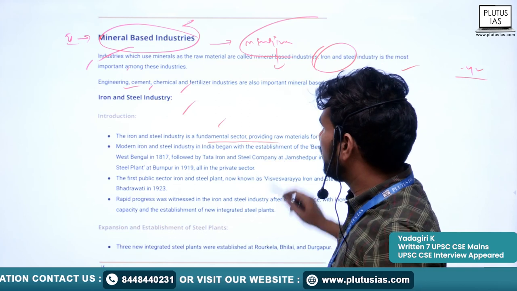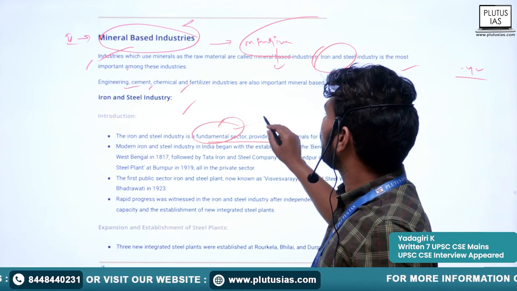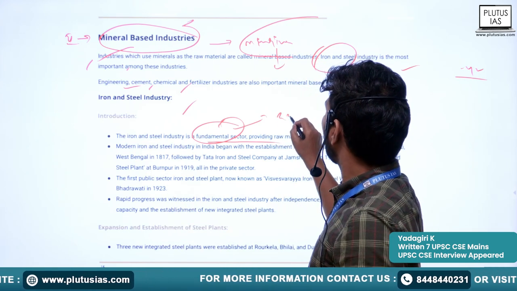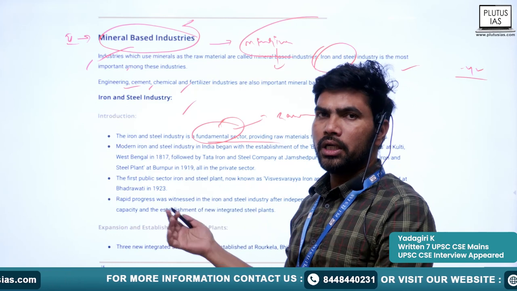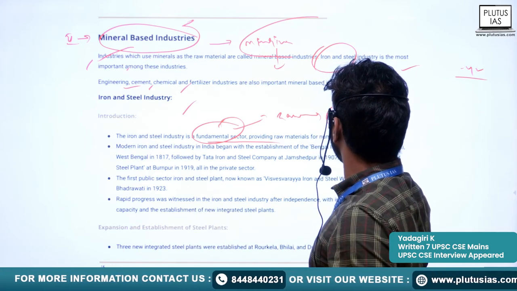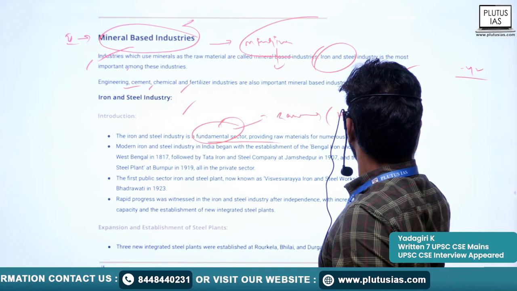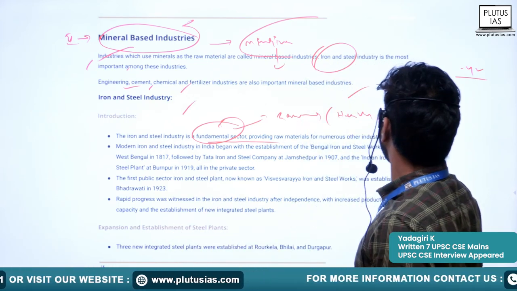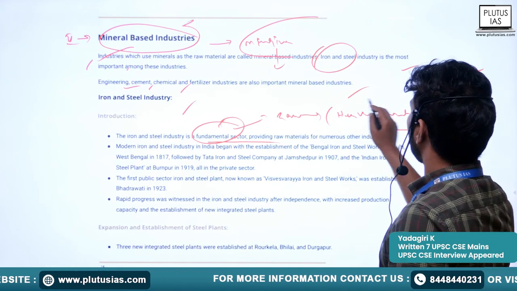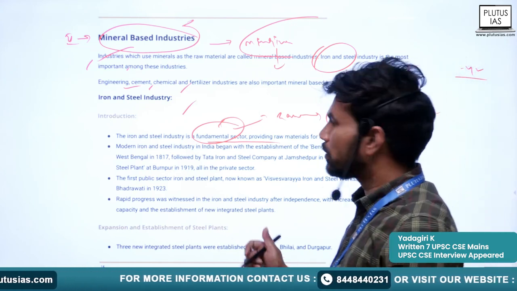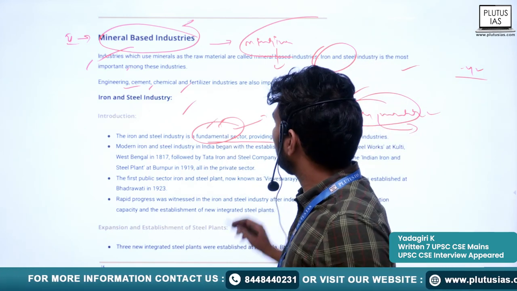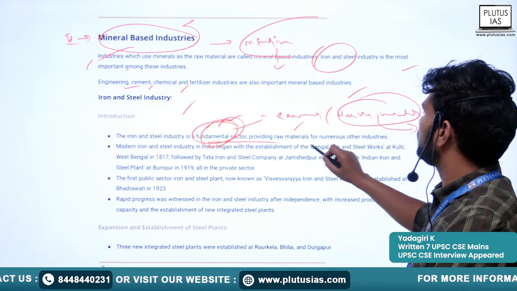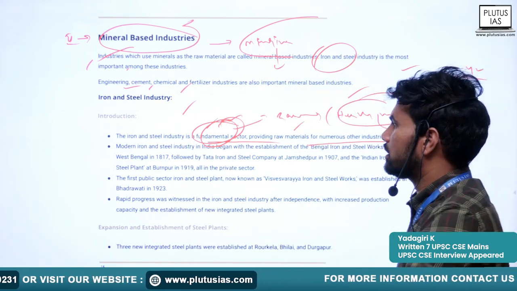The iron and steel industry is the fundamental sector, because the iron and steel produced from this industry will act as raw material for many more industries. The heavy machinery required for other industries to work will be produced from the iron and steel that is produced from this industry only. Because of this reason, it is known as the fundamental sector. It provides raw material for numerous other industries.